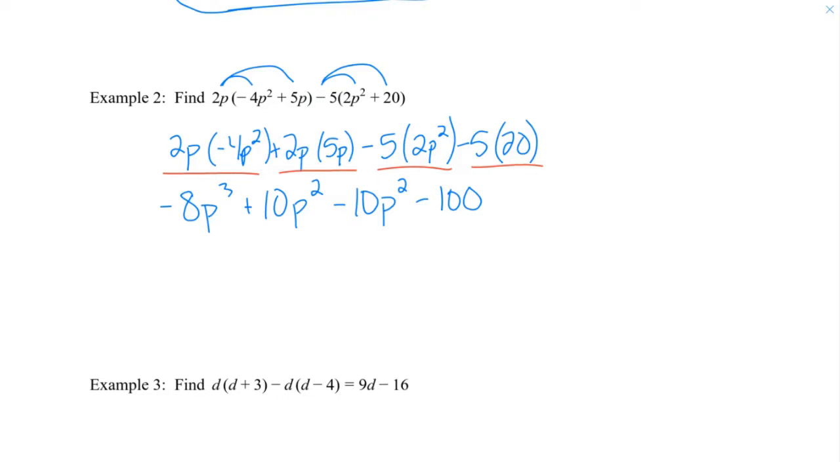Again, once you multiply that through, you want to always make sure in the end, look for any like terms, see if there's anything you can combine. In this case, we actually do have like terms. We have two terms that have p squared in them. So we can go ahead and combine those like terms.